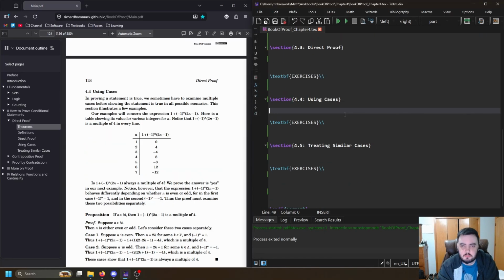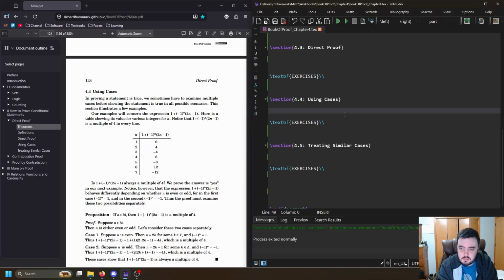4.4 Using cases. In proving a statement is true, we sometimes have to examine multiple cases before showing the statement is true in all possible scenarios. This section illustrates a few examples. Our examples will concern the expression 1 plus negative 1 to the n times 2 to the minus n. Here's a table showing its value for various integers for n.